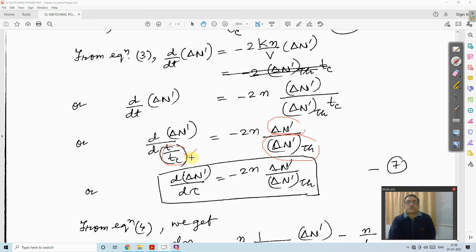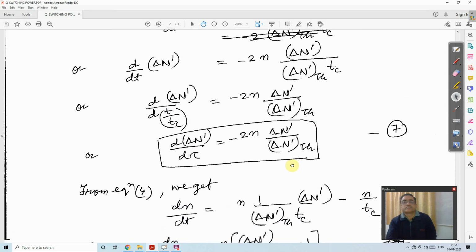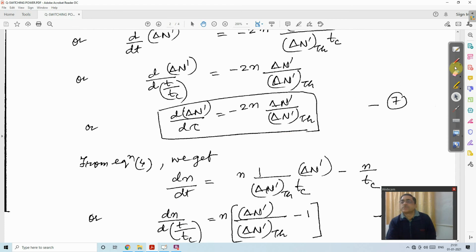And we have just seen that this is the normalized time t by tc, and we have given it the name tau, Greek alphabet, that we encounter in the lifetime, the characteristic time. And now this is one equation, dn dash by d tau is equal to minus 2n delta n dash by delta n dash threshold.